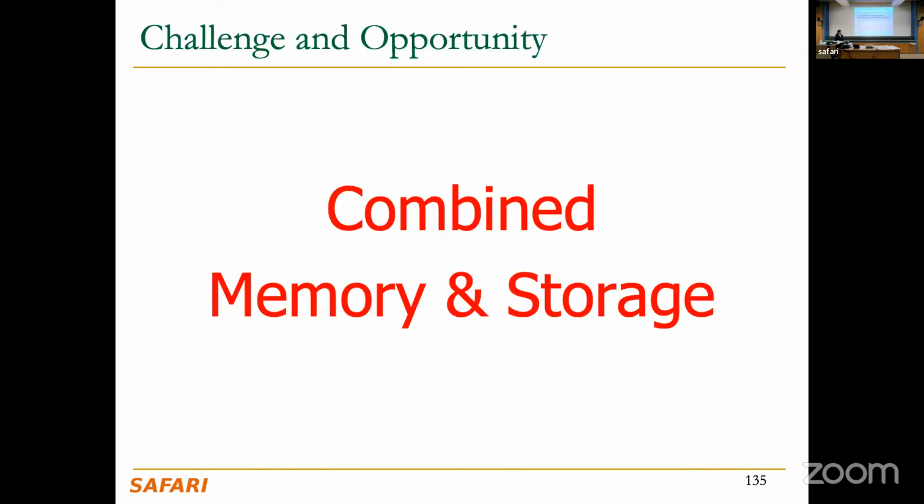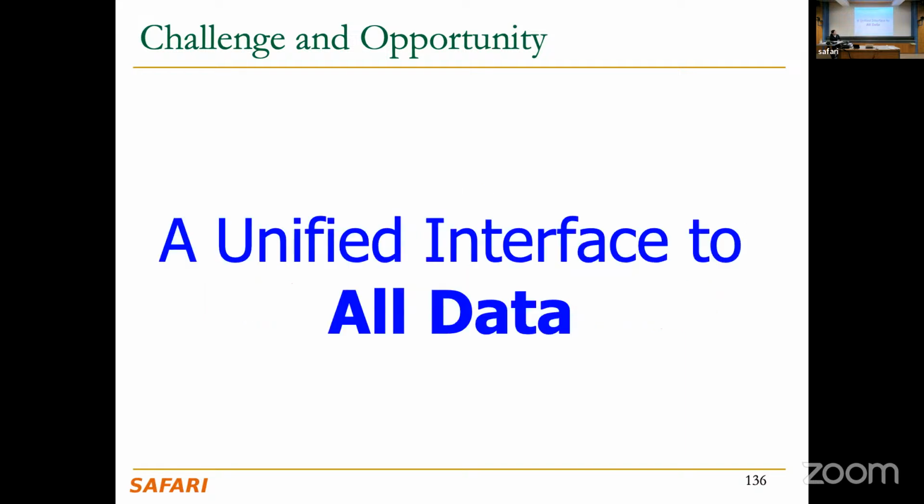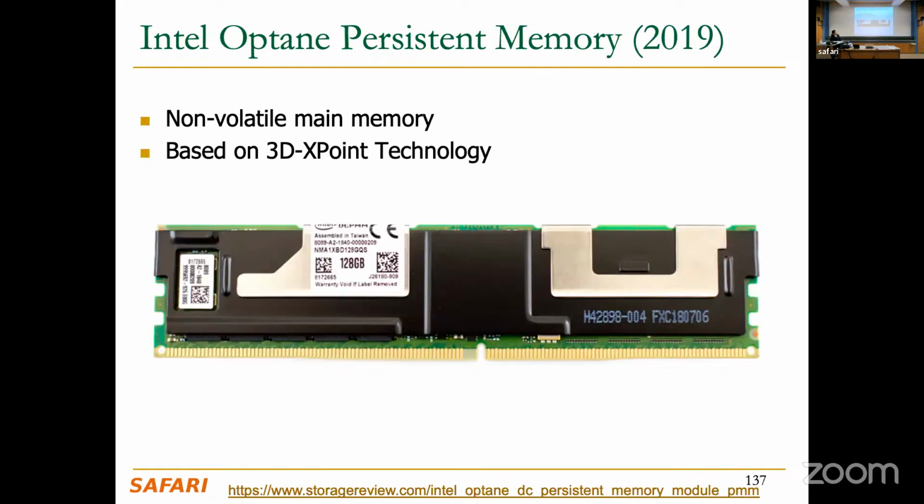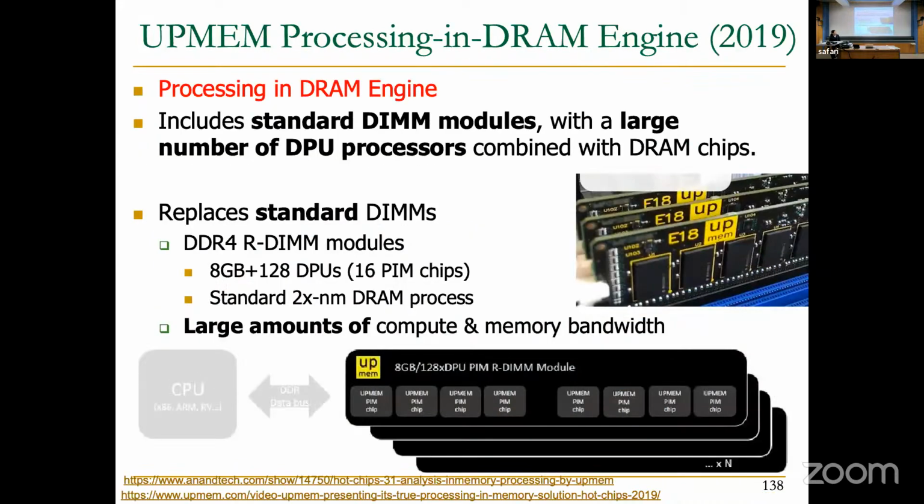And here's a paper. As I mentioned before, a big challenge is that we combine the memory and the storage. We need to think about how to use it, but the solution is that we can provide a unified interface to all of the data. So it simplifies the management of the system software, and it's also easier for us to use. And here is a persistent memory module that is the unified memory and storage. Another example is processing using memory, which can process inside the DRAM engine to replace the standard DIMMs.